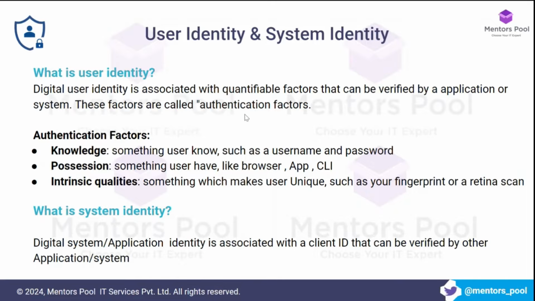With this client ID and client secret, whenever system 1 tries to reach out to system 2, system 2 will verify it, because system 2 only gave the client ID and secret to system 1. So that identity should be maintained somewhere for these systems who are reaching out to other systems. That is your system identity.